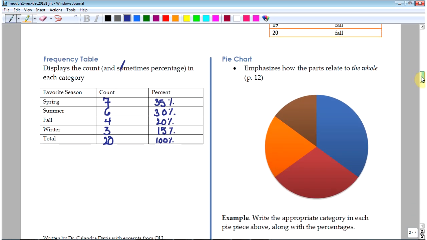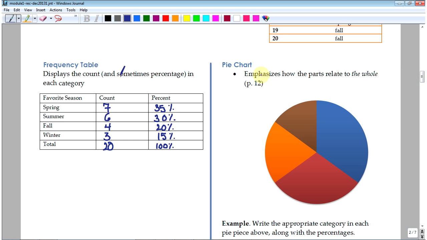Well, another way that you can visualize or summarize your data is by using a pie chart. So a pie chart emphasizes how the different parts relate to the whole. So we have our whole pie, and we can use the percentages that we found in our frequency table. So the largest percentage was 35%, so that would go in the blue section. And these folks said that spring was their favorite holiday or season.